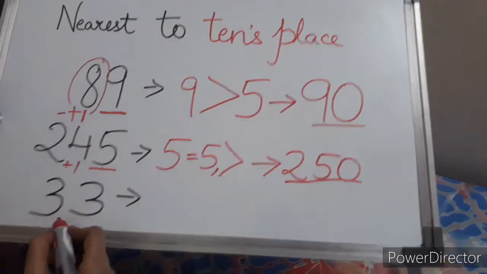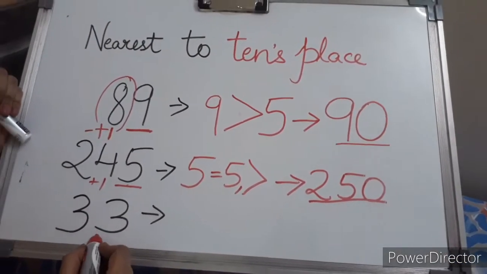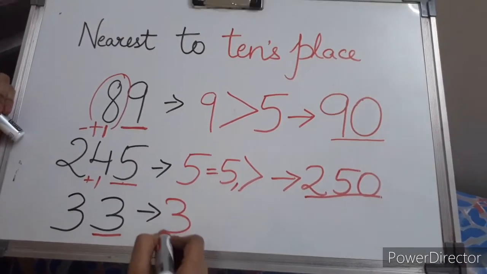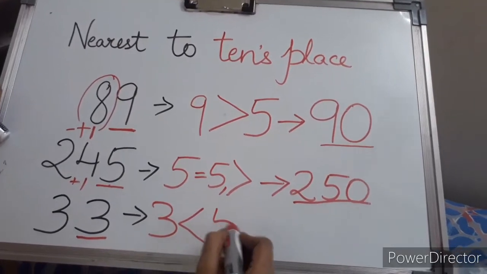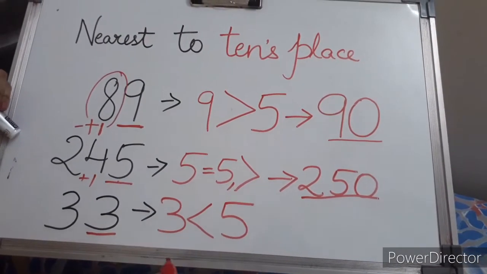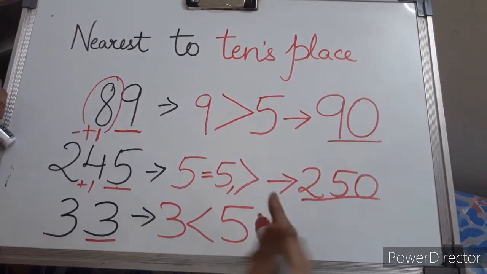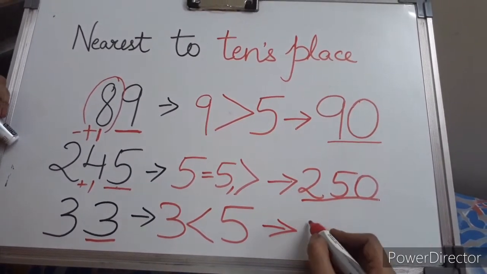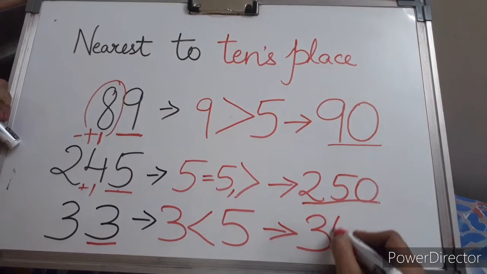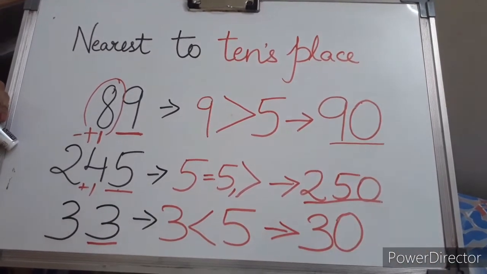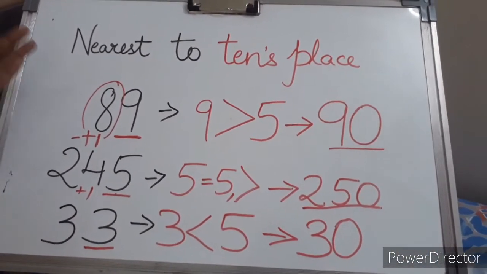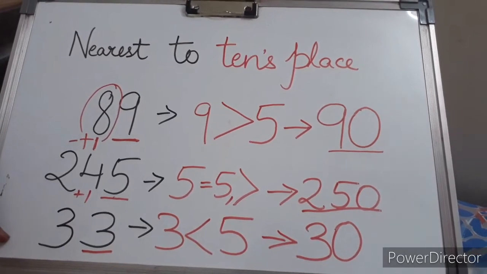Next comes 33. Now 3 is less than 5. When it is less than 5, we have to keep the nearer digit unchanged, and the answer will be 30. So this is the rounding off to tens place.